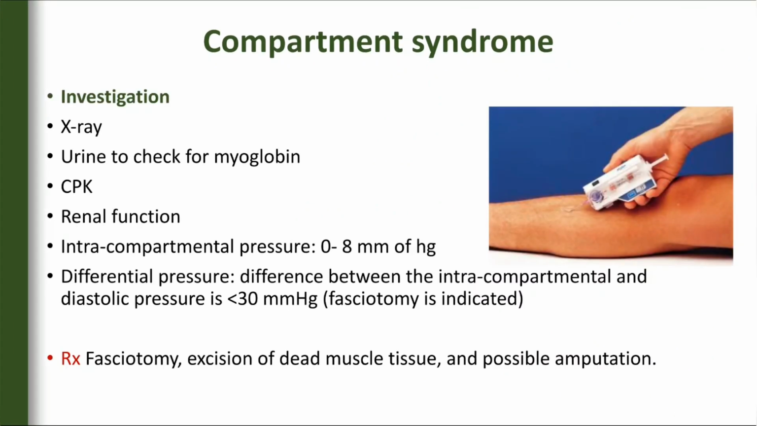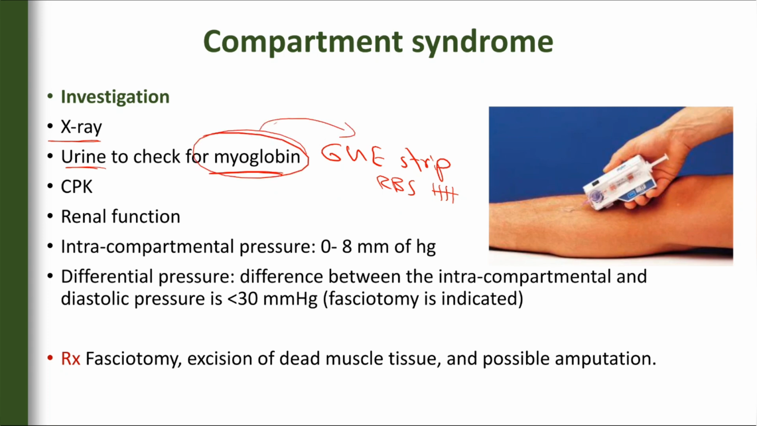For compartment syndrome, do an X-ray to know if there is any fracture. You may send urine to check for myoglobin. Our normal general urine examination strips can read myoglobin as RBC, red blood cells. So if RBC shows too many pluses, it might be myoglobin misread by the general examination strip as hemoglobin.